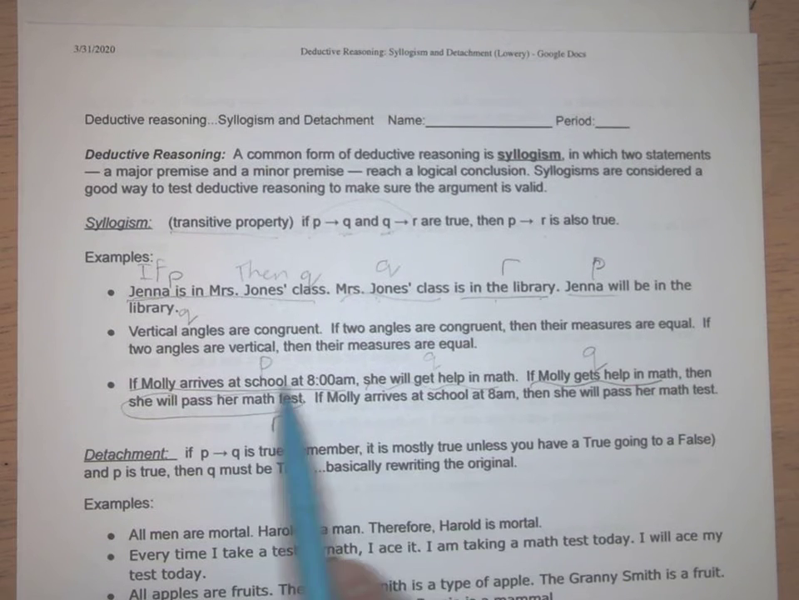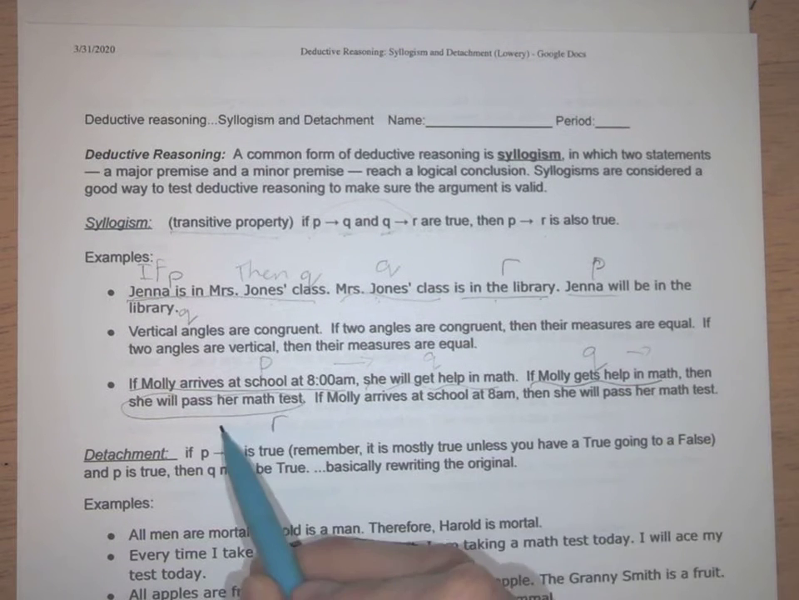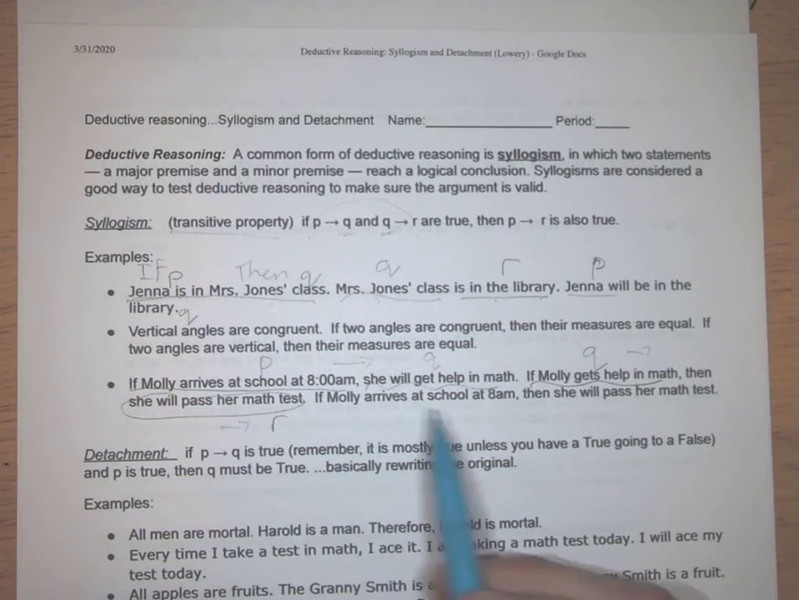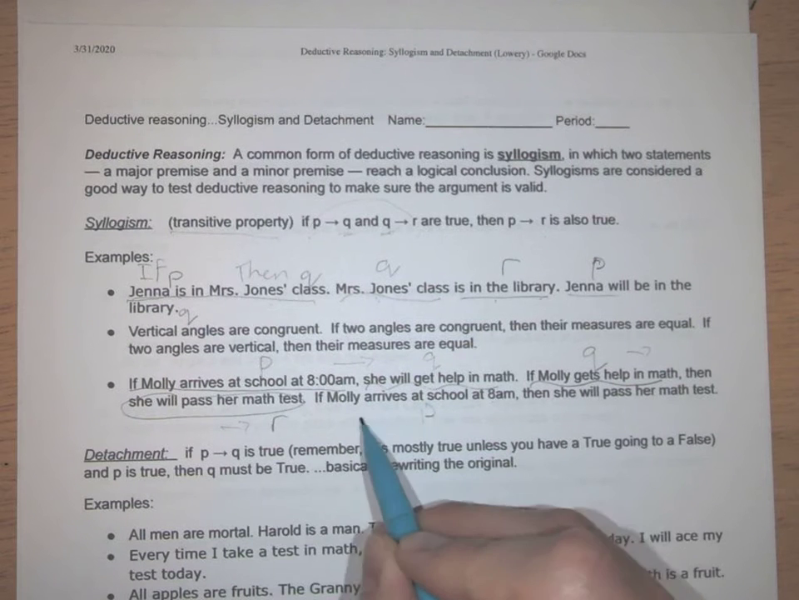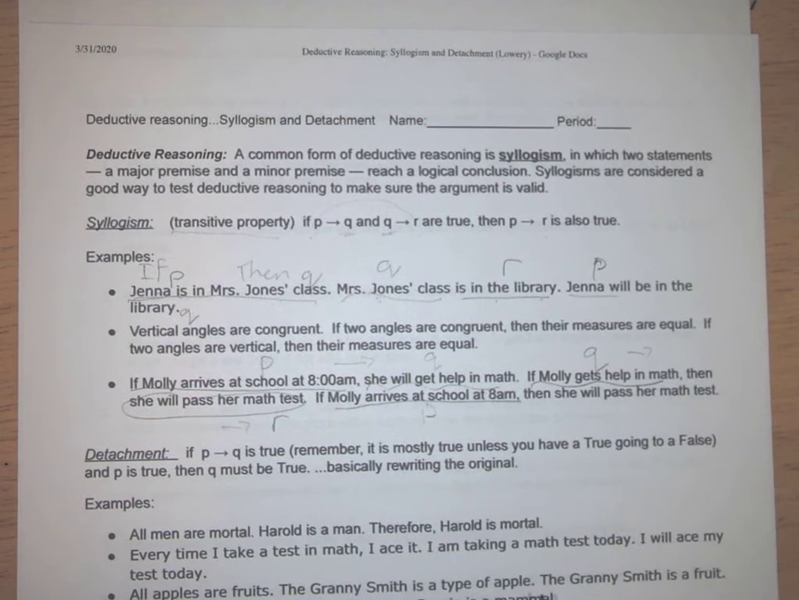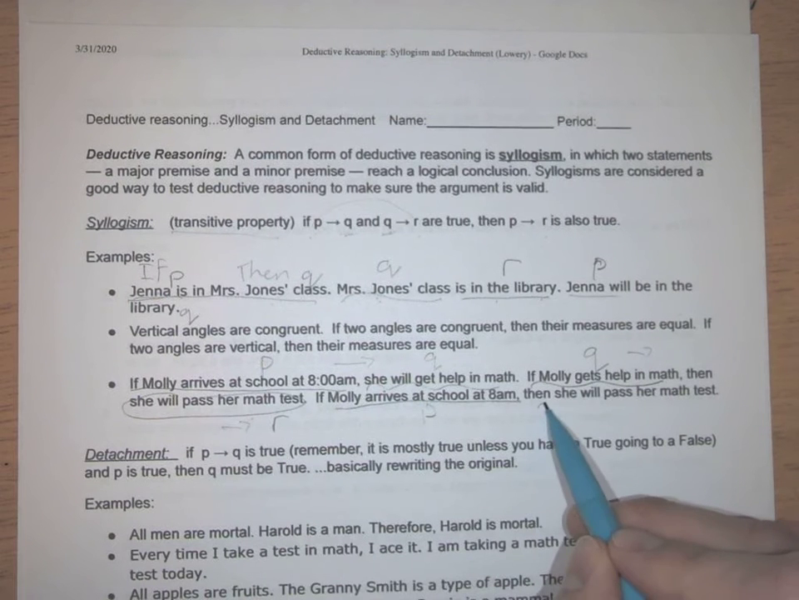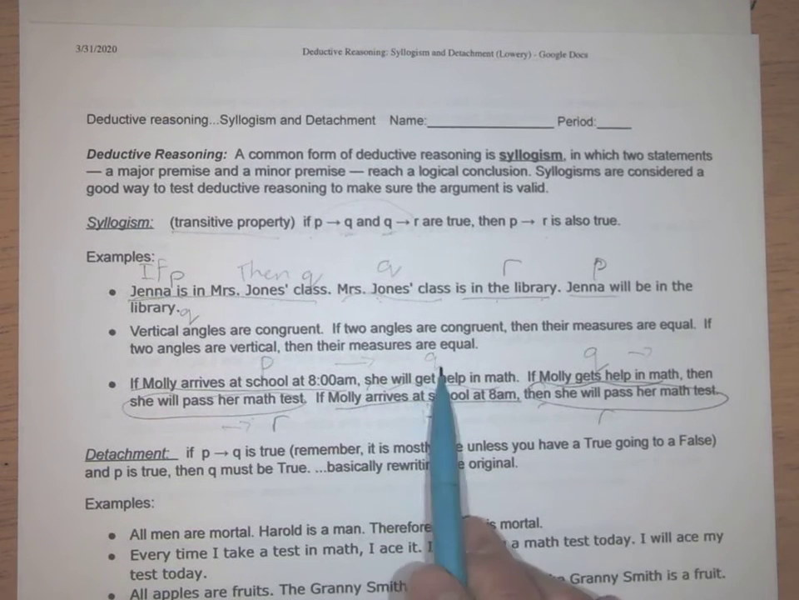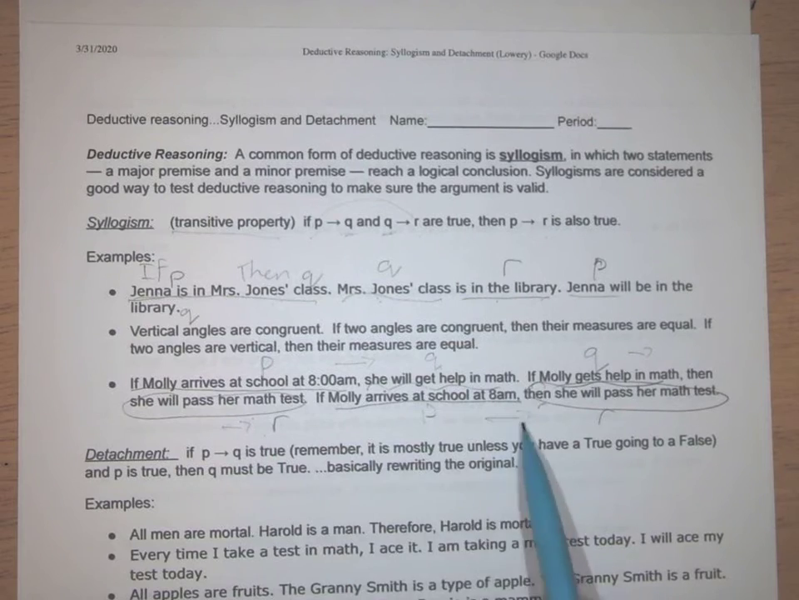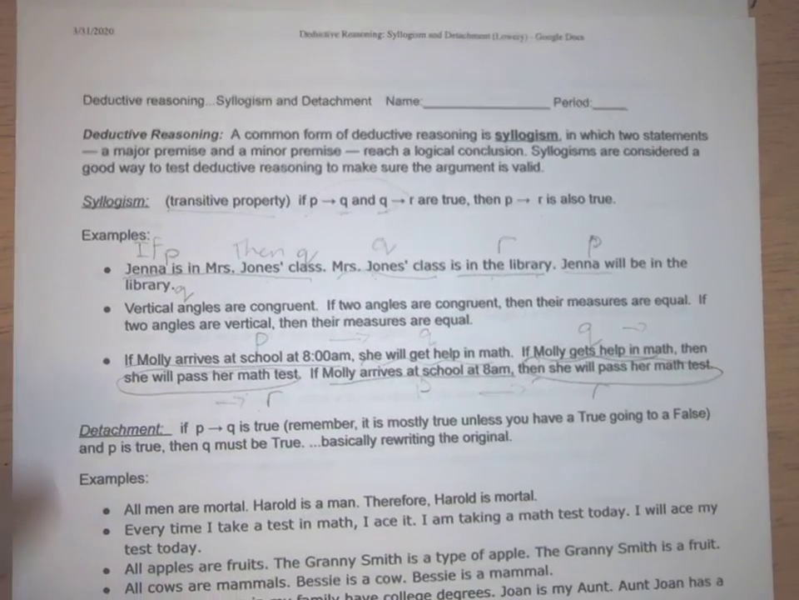So P implies Q, Q implies R. And then we start with Molly arriving at school at 8 a.m. again, which was P. We started out with P, and then we pass her math test again. That's R. We labeled that as R, so we have P going to R. So P implies Q, Q implies R, therefore P implies R. And that's syllogism. All right, let's look at detachment really quick.